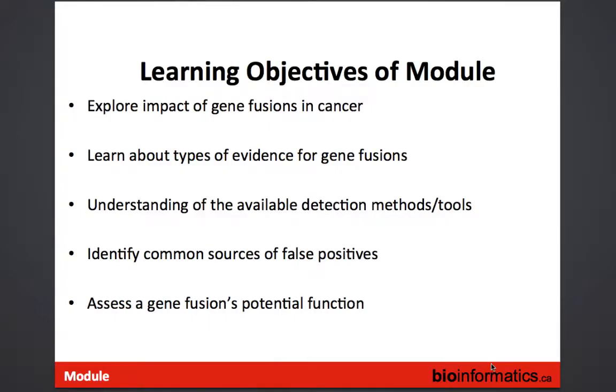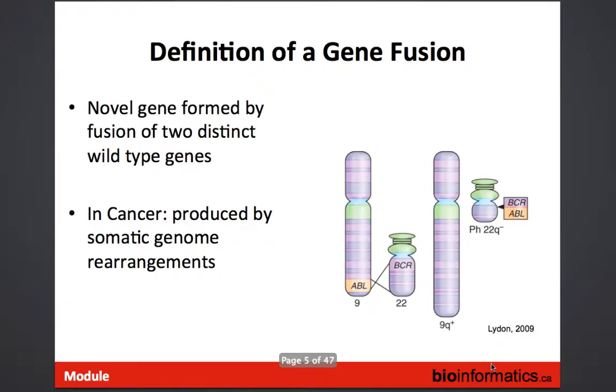Okay, so what we're going to try and learn in this module is the impact of gene fusions in cancer, the different types of evidence we can use to identify gene fusions. We're going to try and understand the available detection methods and tools and the basis for these methods. We're going to look at how we can identify common sources of false positives, and then we're going to try and have some understanding of the potential function of these fusions.